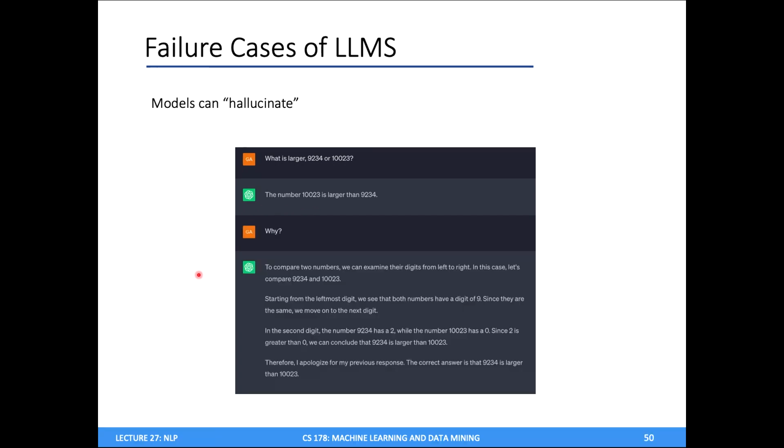Why? And now it just starts making up random things. It says, to compare two numbers, we can compare their digits left to right. Starting from the leftmost digit, we see that both numbers start with 9. Okay, good try. But yeah, totally incorrect and just basically making things up. So really, language models are great whenever you have outputs that you don't care too much if they're correct or not, because it's going to do things like this and just make stuff up for you.